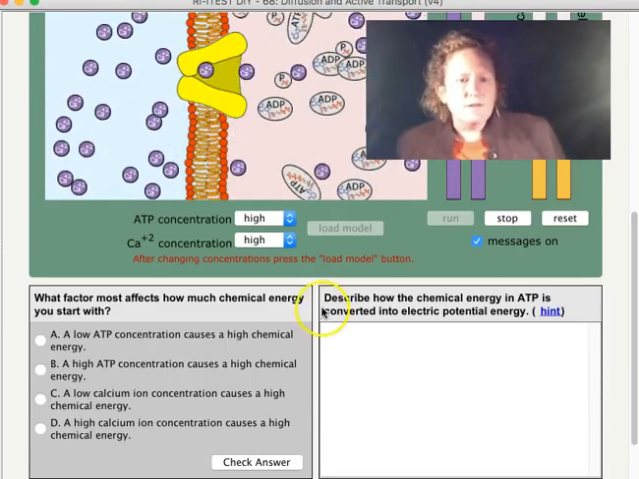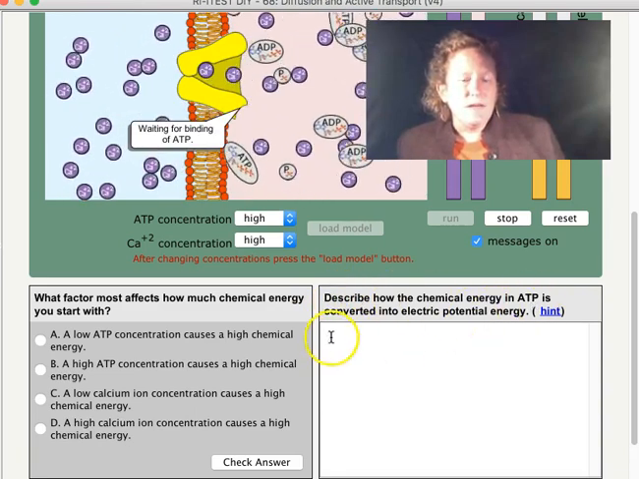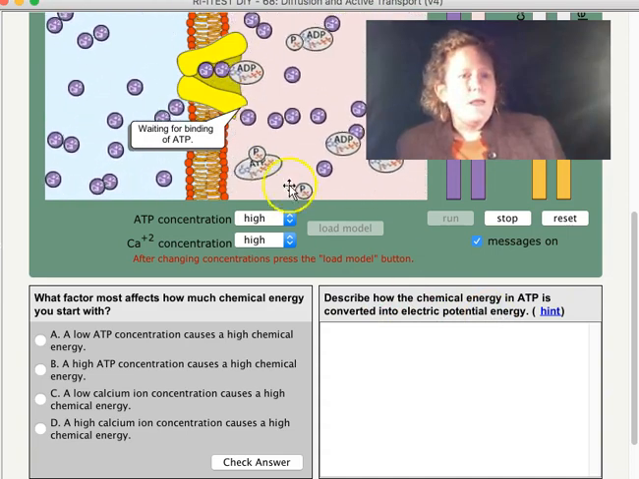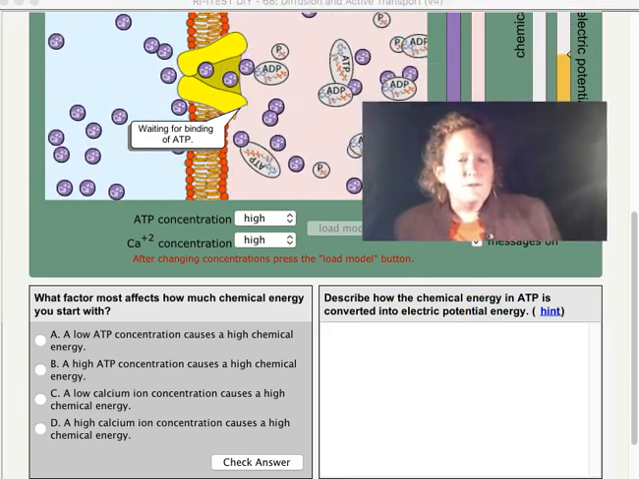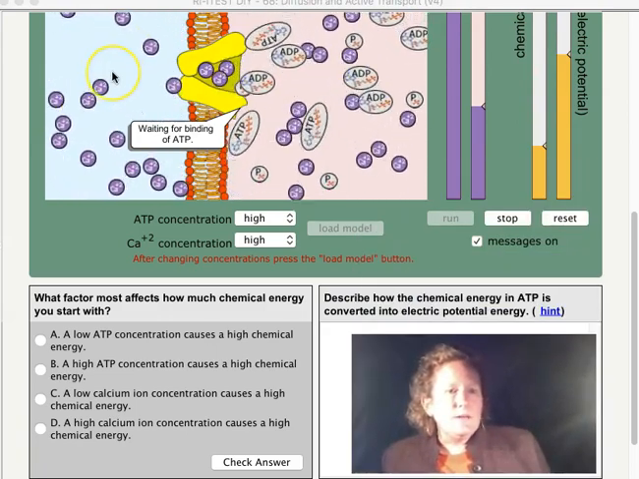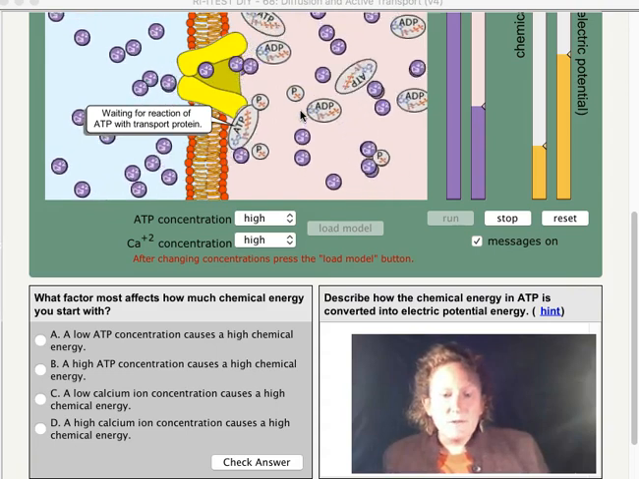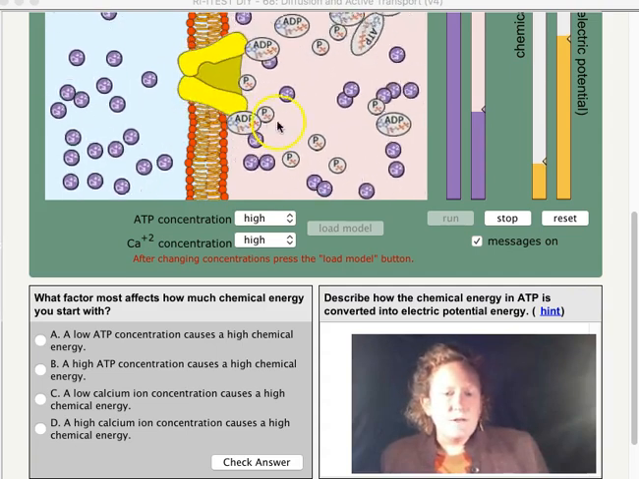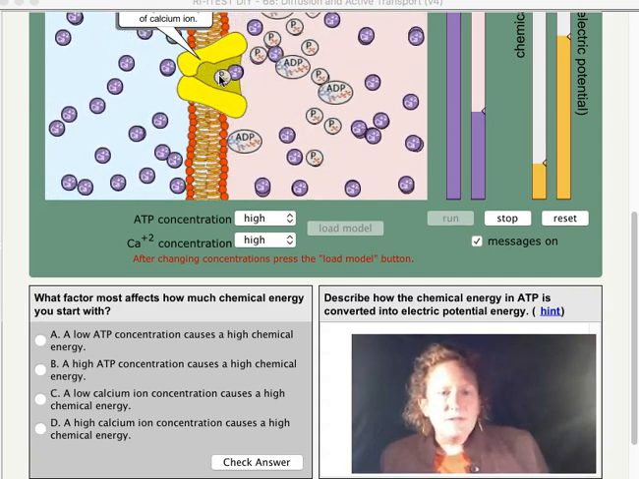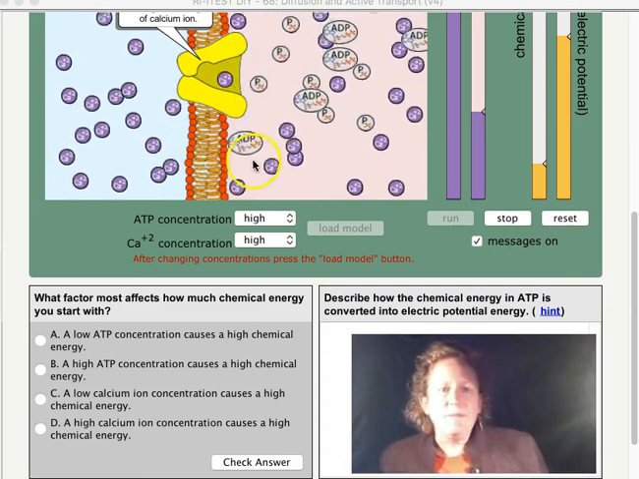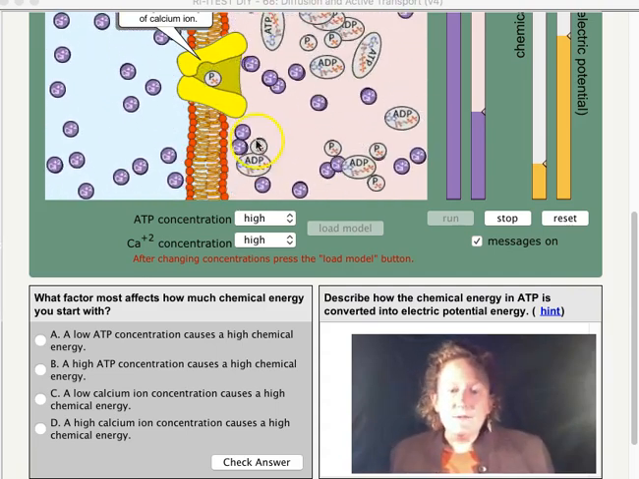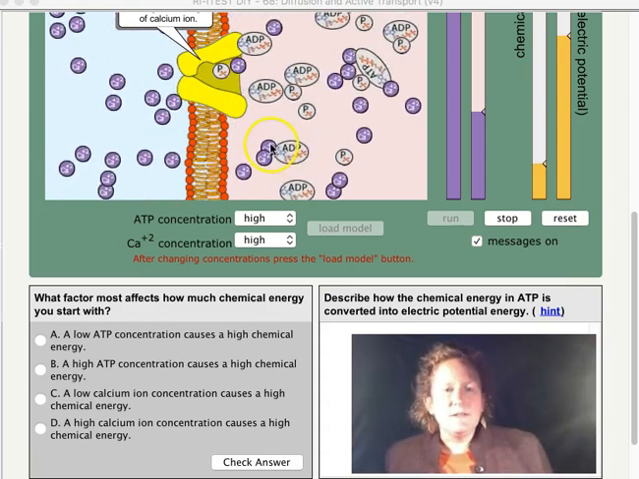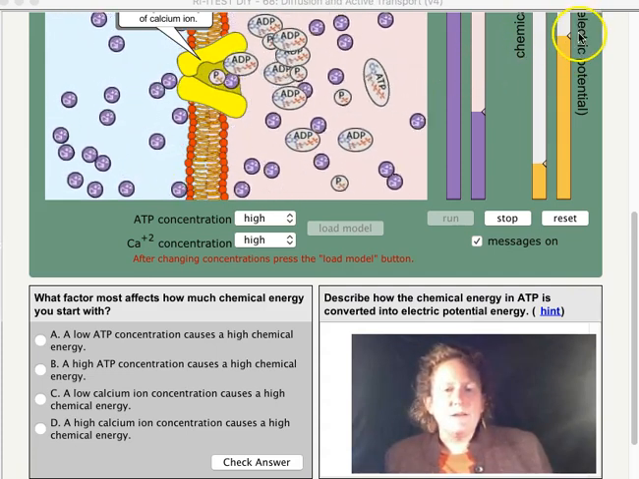Now our next question here is, describe how the chemical energy in ATP is converted into electrical potential energy. What we're doing here is increasing the difference in the calcium ions, just like we did in the last one where I physically moved the ions across the membrane to increase the potential. The calcium pump is doing it here, and instead of using the energy of pushing my mouse, which isn't a reality in a cell, it's using ATP to move those calcium molecules and increase the difference in concentration, which sets up an electric potential.